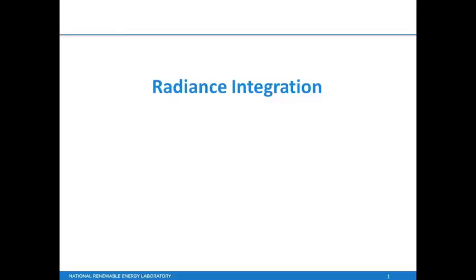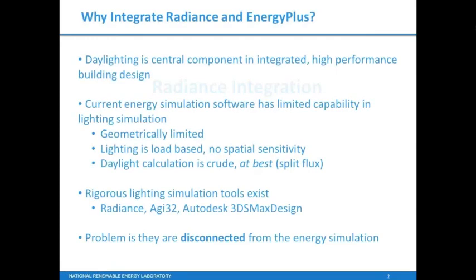So I alluded before to this Radiance integration stuff. I just want to talk a little bit more detail about it. Daylighting is a key component to any net zero or even just high performance building design. But the current energy simulation software like DOE-2 or EnergyPlus are pretty limited in how they can simulate the lighting. Both the electric lighting is kind of load based. It doesn't really have any spatial sensitivity. We're not modeling luminaires at an individual light fixture level. It's just a load for a space.